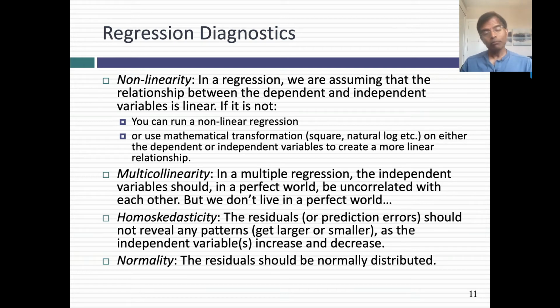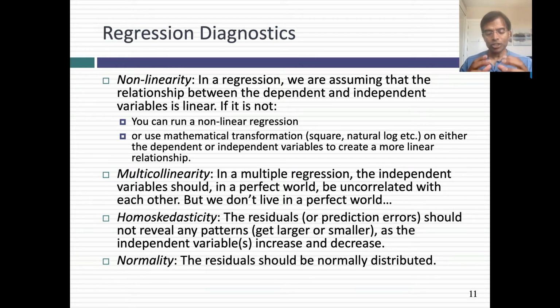Well, what if it's not? There are two choices. You can run what's called a non-linear regression, and there are many statistics packages that offer this choice. Or you can take your independent variable and do some kind of transformation. Take the log of that variable, the square of that variable, the square root of that variable to make the relationship more linear. We'll look at a couple of examples of this later in the class so that you can see this play out. Nonlinearity.